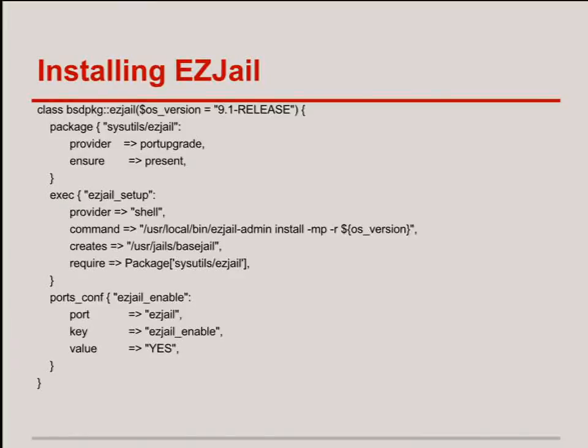So it allows you to basically make shell scripts deterministic. And we say that it requires the EasyJail package, so this won't be run until EasyJail is installed. Or if EasyJail fails to install for some reason, it won't try to run this command. So in Puppet, nothing happens in any specific order unless you create these interdependencies to create an order. And then we enable EasyJail.